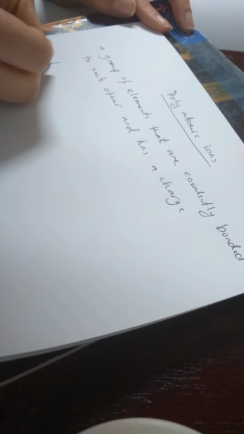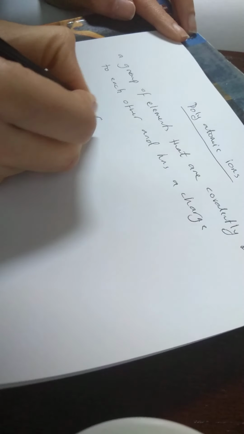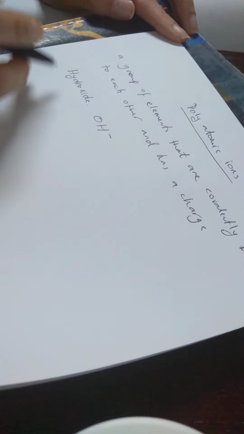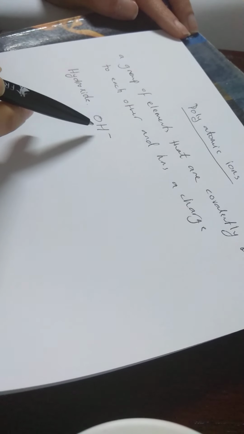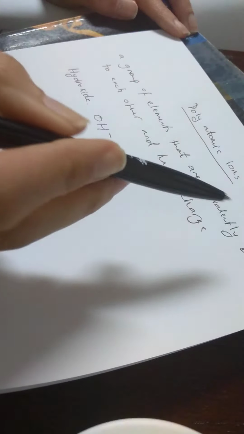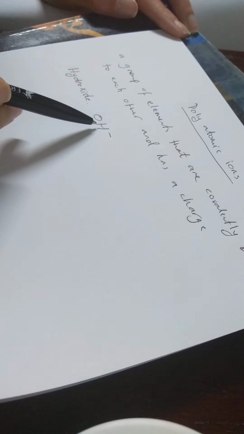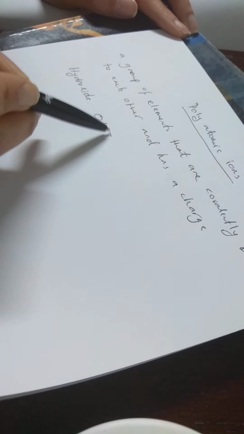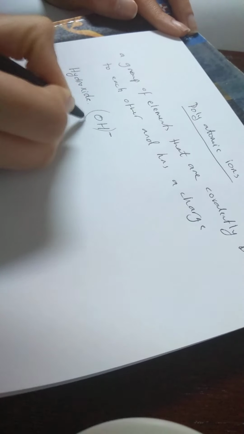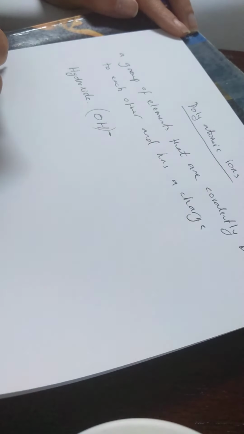Let's start with a simple example of a polyatomic ion, which is the hydroxide. Hydroxide is OH minus. So it's oxygen and hydrogen. The oxygen and hydrogen are covalently bonded to each other. There is a covalent bond between oxygen and hydrogen, and they have a charge. So the whole OH minus has a -1 charge. Okay, this is one example.